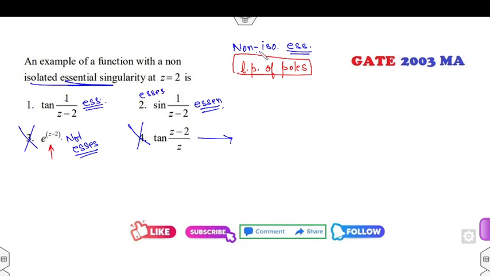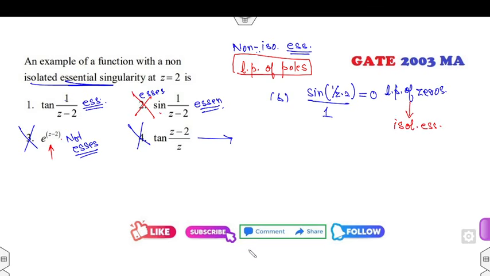Now we need a non-isolated. That means we need to find the limit point of the pole. But you can see from the second point there is no denominator component. This is my 1. If you substitute this as a 0, this will give you the limit points of the zeros. Once you get the limit point of the 0, you will get the isolated essential singularity. So this option is also cancelled. Only option A is left, so A is the correct answer.